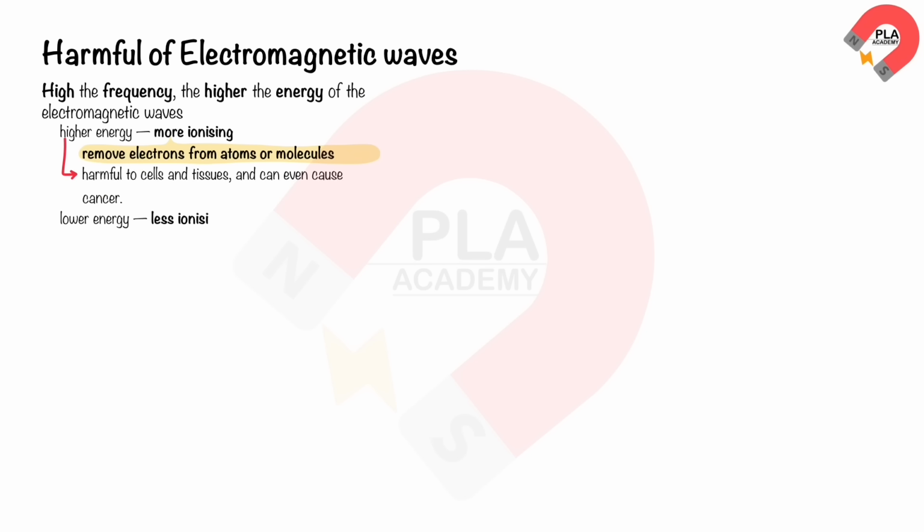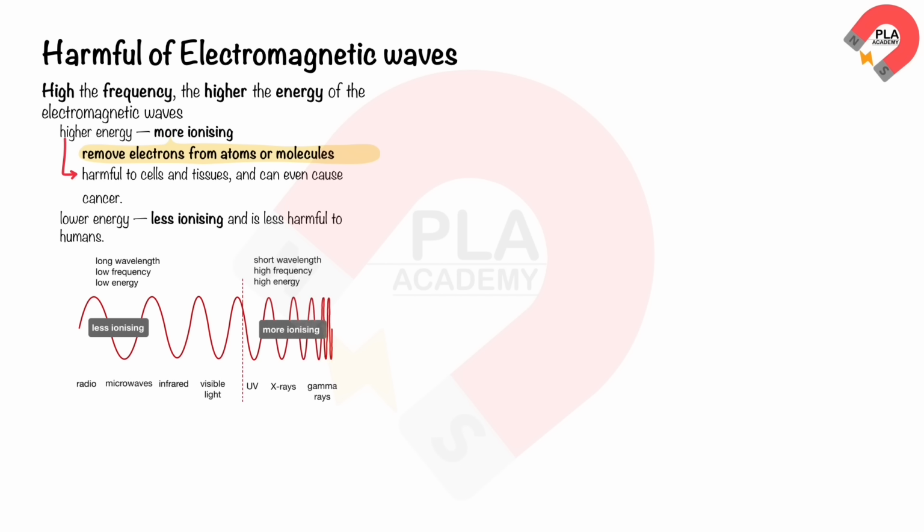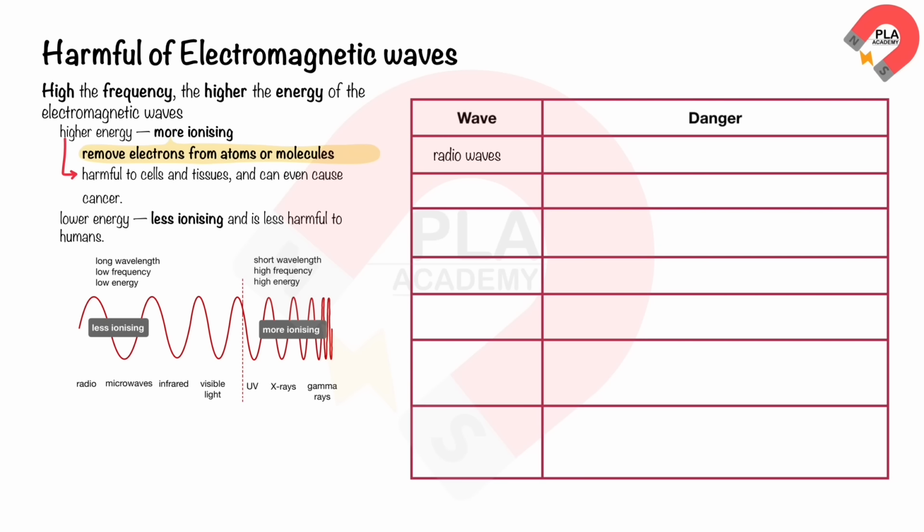An electromagnetic wave with lower energy is less ionizing and is less harmful to humans. It can still be harmful, however, if it is absorbed in large amounts. Beyond the visible part of the spectrum, the energy becomes large enough to ionize atoms. The main risks associated with electromagnetic waves are summarized as follows. Radio waves.